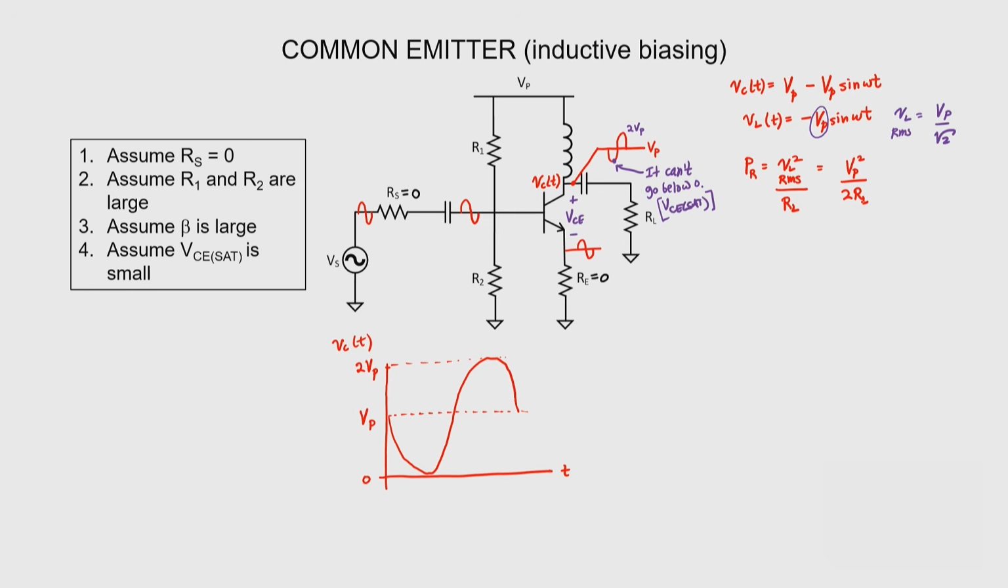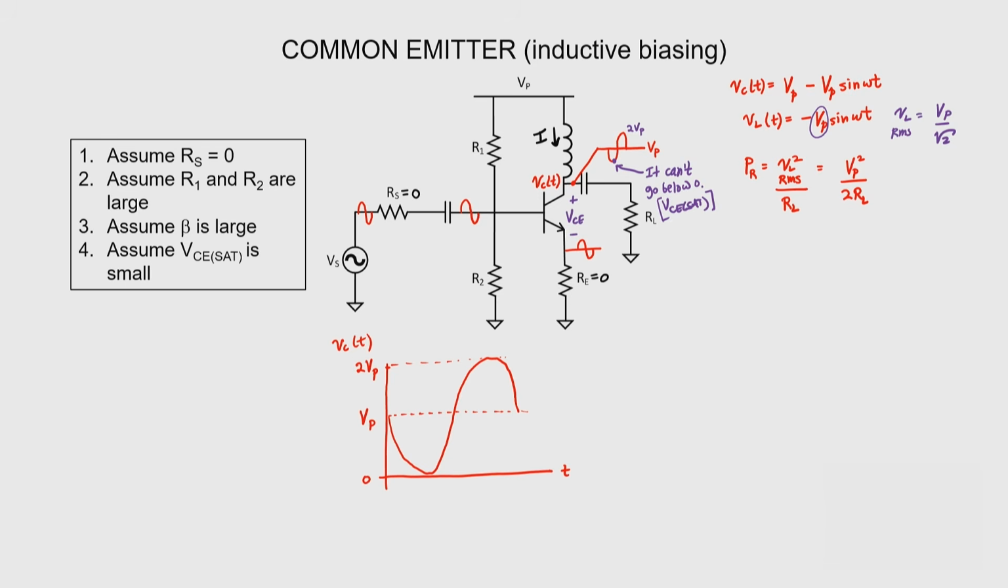Let's now assume that we have a DC current I flowing through this inductor. If it's a very large inductor, then I expect it will block the AC portion of the current. We can almost treat it like a current source in such a situation. Let's call the current here flowing into the transistor our emitter current. I'll label it IE as a function of t. It's just equal to our collector current.